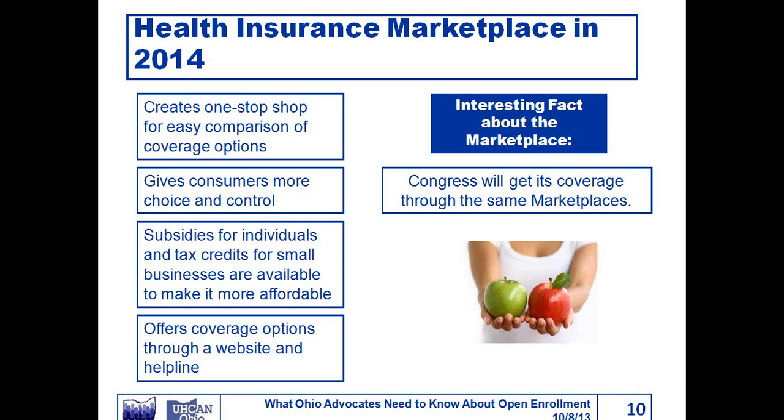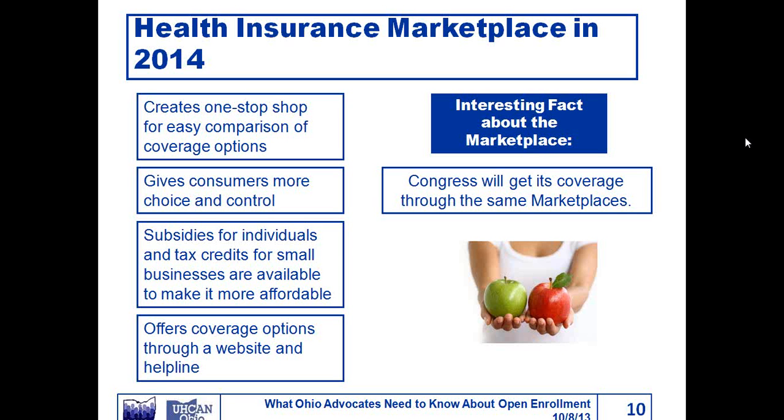The marketplace is basically a one-stop shop for easy comparison of coverage options. It gives consumers more choice and control. Now, often there are very few plans that a consumer will even be accepted into. And if at work, sometimes consumers have no choice at all, or maybe a choice of only one or two plans. But in the exchange, depending on the region of Ohio, the consumer will have anywhere from 3 to 8 companies to choose from, and among those companies, many more plans.